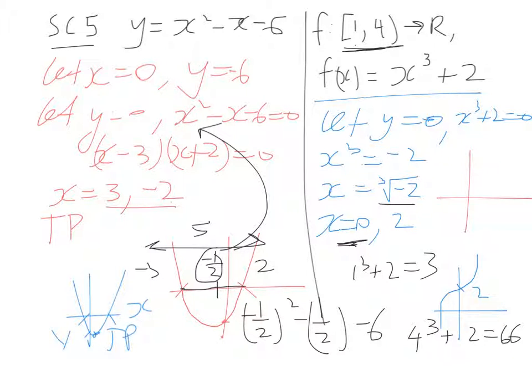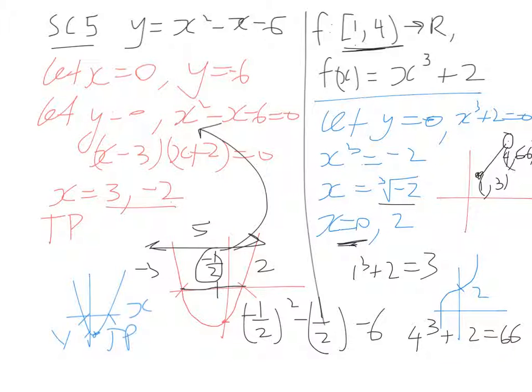So my graph will look something like this, where I'll then mark my points at 1 and 3, and then over here at 4 and 66. I know this one has to be open. So that's the key: labelling the key features.